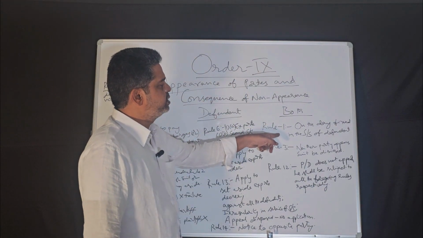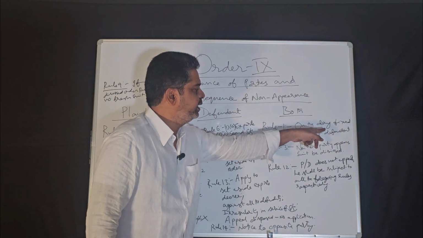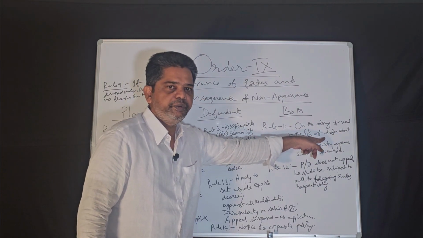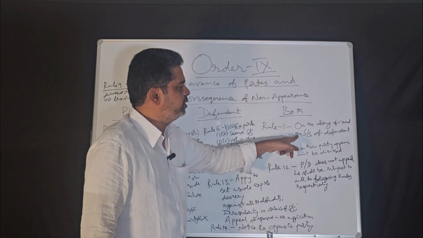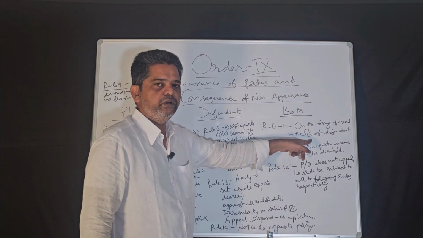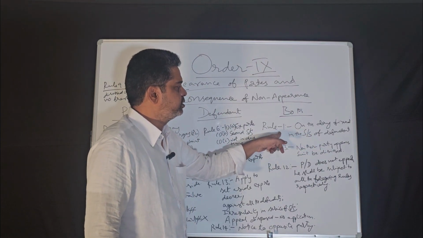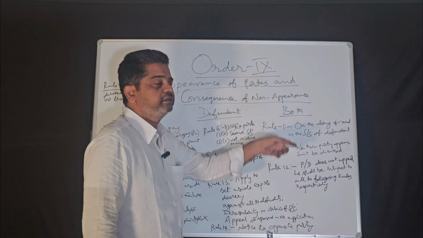Order 9 rule 1 says that on the day fixed in the summons for the defendant to appear before the court, both the parties shall appear before the court for hearing of the suit. This is rule 1 of Order 9.